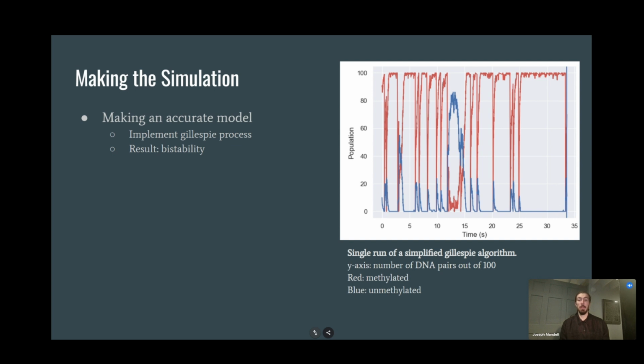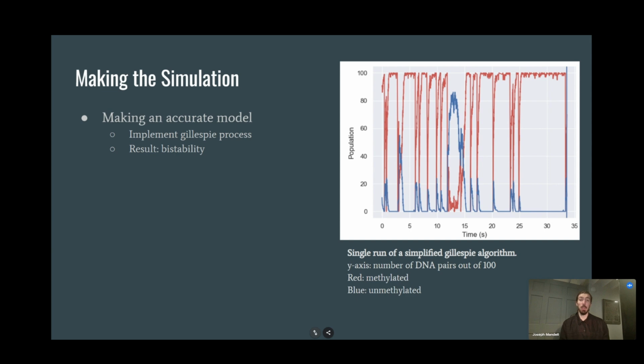This graph can look a little complicated, but the important thing to notice is that the numbers are never 50-50. For most of the graph, this system is almost completely methylated, right? The red line is much higher than the blue line. And for a brief portion in the middle, the graph is almost entirely unmethylated, right? The blue line is much higher. So this is that bistable behavior that we were talking about.